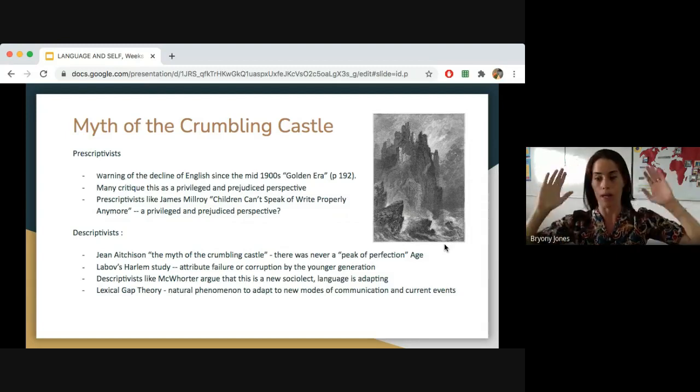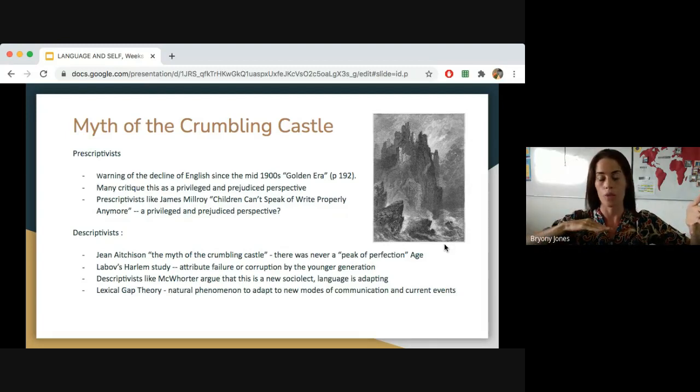Ironically, I will add, in this golden era that Milroy and other prescriptivists talk about, most people couldn't read and write properly. He was really just referring to the elite who could, okay? In actual fact, education and our access to education has increased so much that we are more globally educated now and more able to speak proper English now than we were back in this golden era that Milroy is referring to. Okay, anyways, so that's the prescriptivist idea, this golden era.